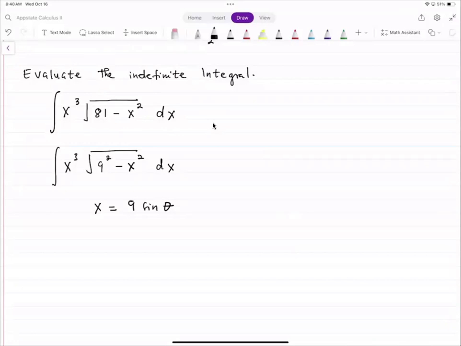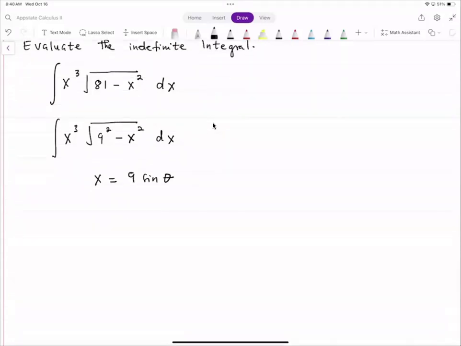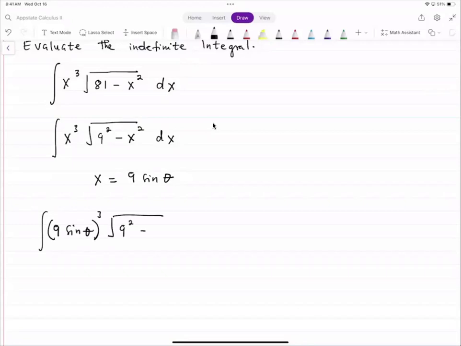If you all do agree, then what is the next step? The next step is to rewrite everything in terms of theta, correct? So how do we do that now? I have my integral sign here. This is x cubed. I set x to be 9 sine theta. So in place of x cubed, I'm going to put 9 sine theta cubed. And then the square root of 9 squared minus 9 sine theta all squared.